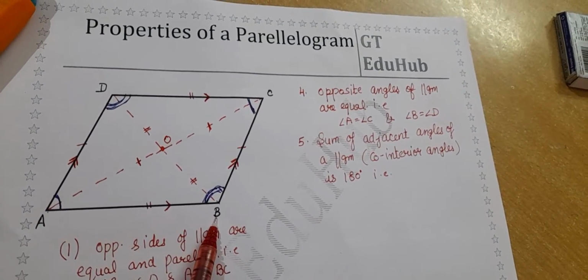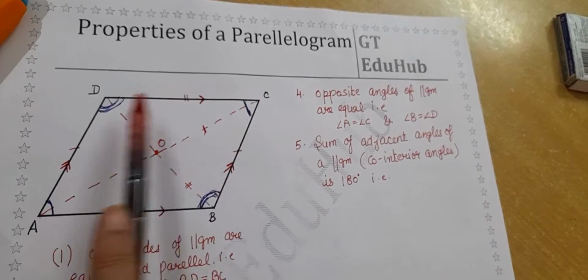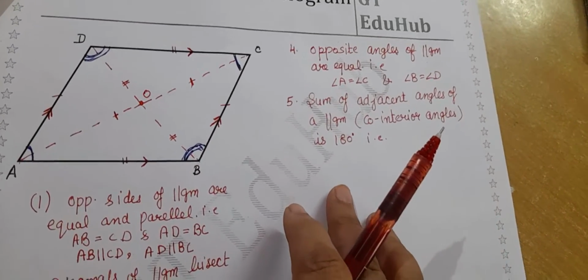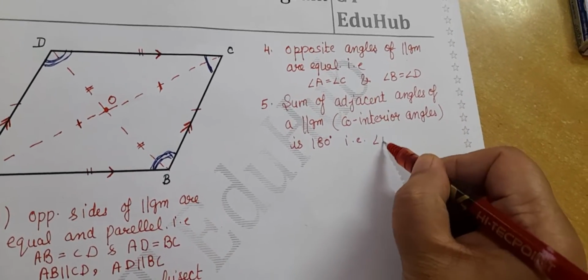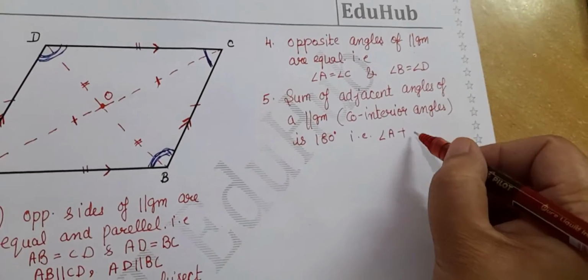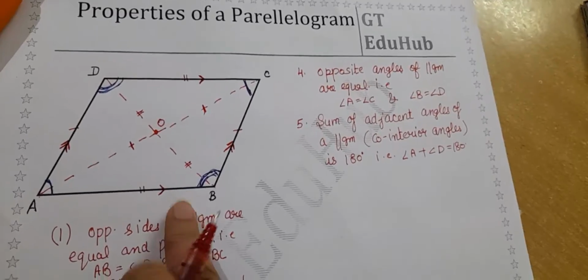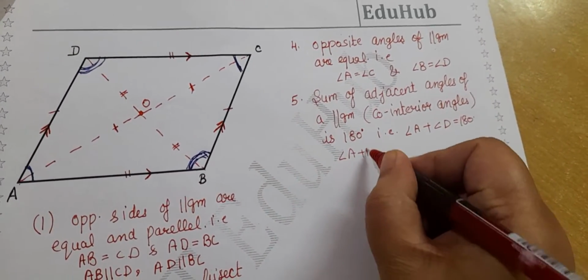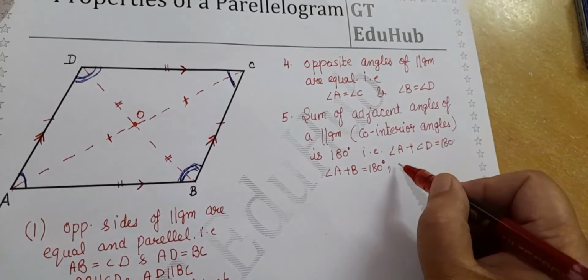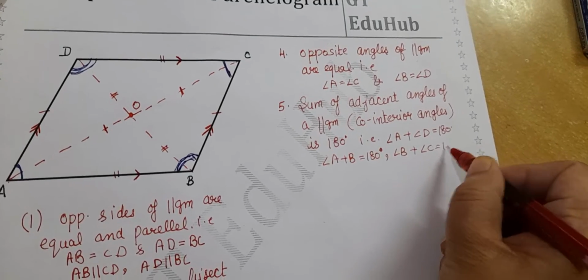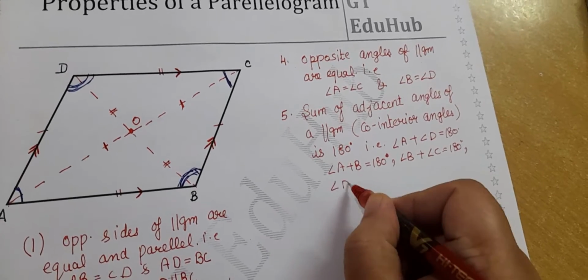Similarly, A and B are also adjacent. B and C are also adjacent because they lie on the same line, and C and D are also adjacent angles. So our property is: sum of adjacent angles is 180 degrees. What does this imply? Angle A plus angle D equals 180 degrees. We can also write angle A plus angle B equals 180 degrees. Not only this, angle B plus angle C is 180 degrees, and one pair is left: angle D and angle C, their sum will also be 180.